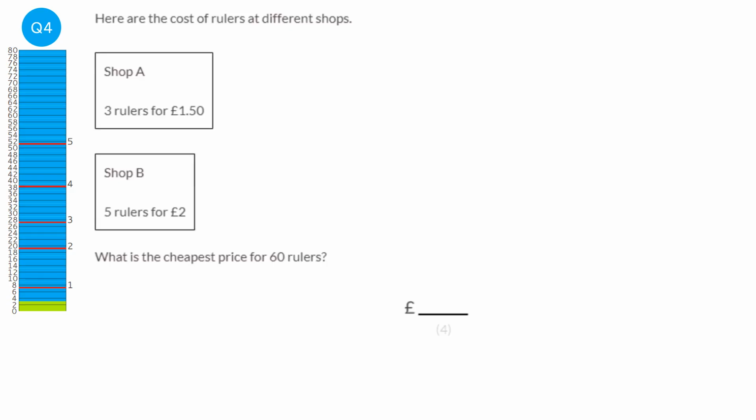So for shop A, they're selling the rulers in lots of 3. So we just need to get our 60 and divide it by 3 to figure out how many lots of 3 we have. So we've got 20. If one bundle of rulers costs £1.50, then 20 times £1.50 would be £30. So in total it would cost £30 at shop A.